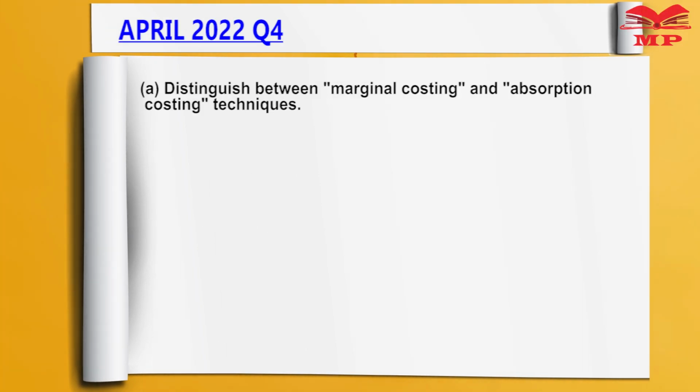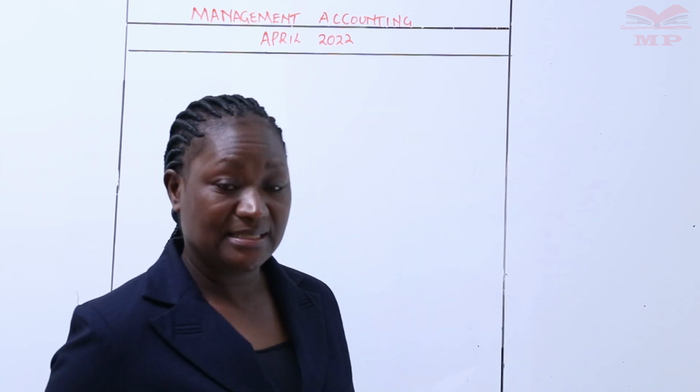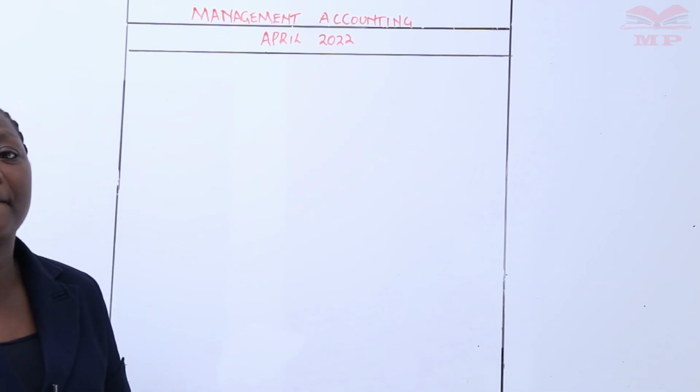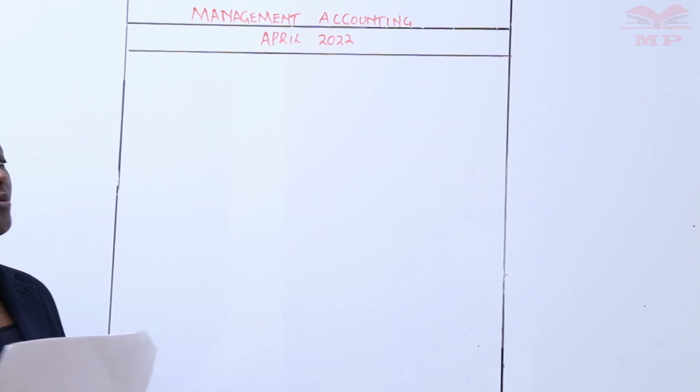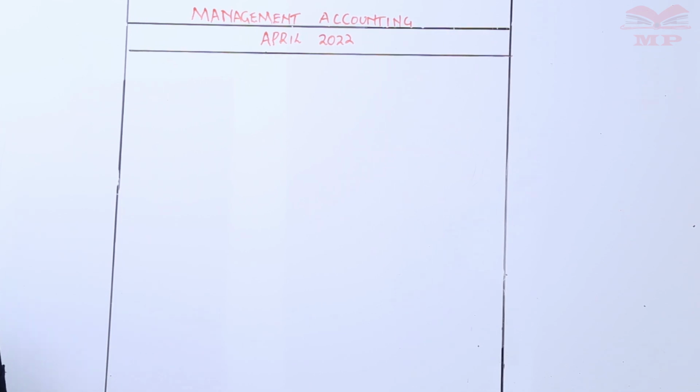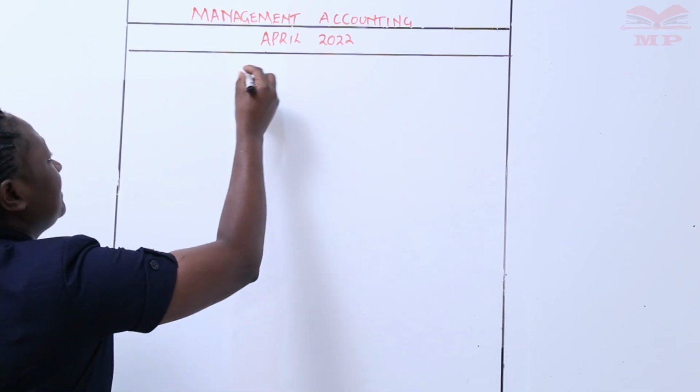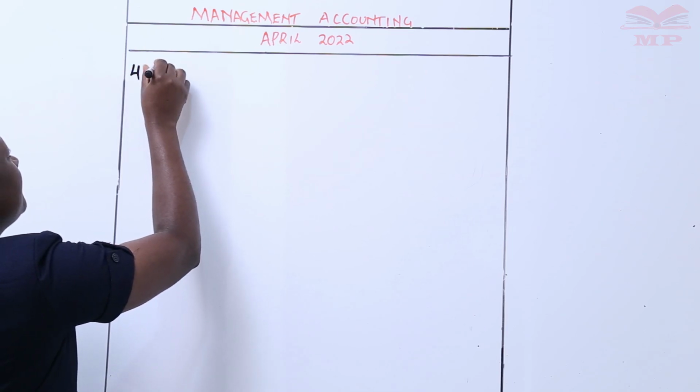Question number 4, part A, reads, distinguish between marginal costing and absorption costing techniques. So the question requires us to give the differences between marginal costing and absorption costing. The differences arise from how we prepare financial statements using marginal costing and absorption costing. So we have 3 differences. This is question 4, part A.